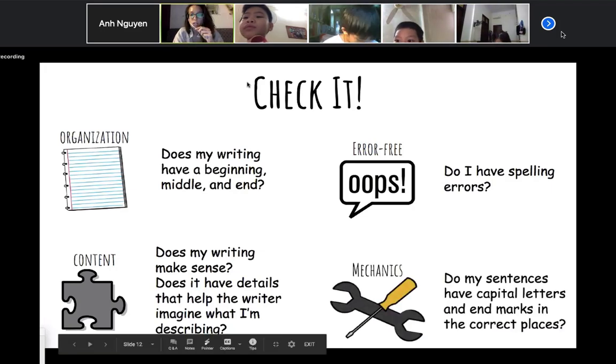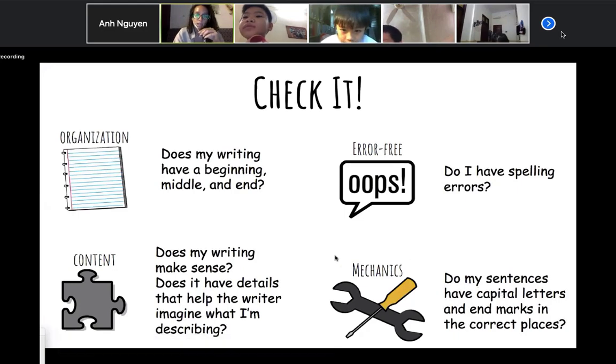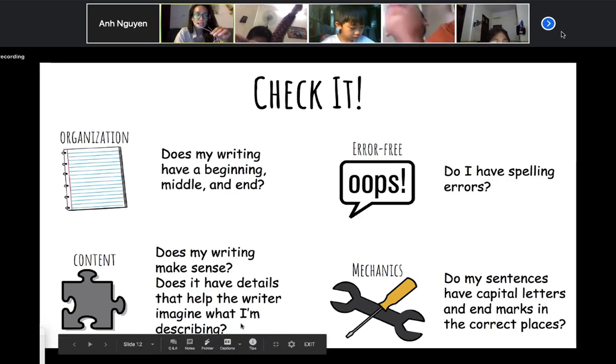And number 4, mechanics. Do my sentences have capital letters and end marks in the correct places? Okay, so do I have capital letters at the beginning of each sentence? And do I have a period, a question mark, or exclamation point at the end? And if I'm talking about dialogue, do I have quotation marks in the correct places? Or my end marks inside the quotation marks? Okay.